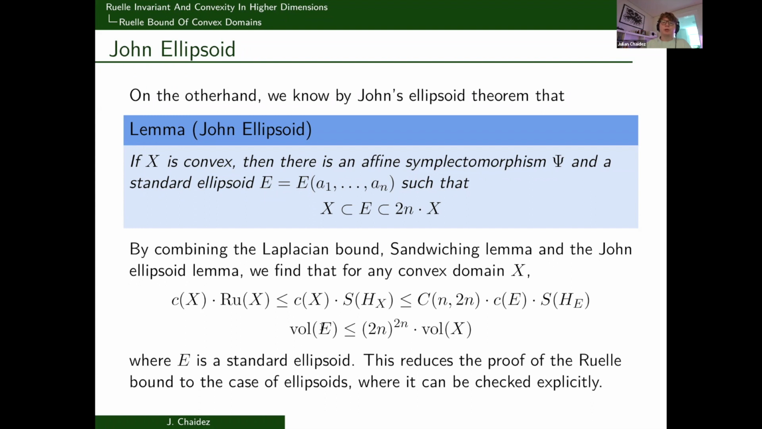Yeah. So just to summarize, the way you prove this is you first replace the Ruelle invariant with some integral of the Laplacian. Then use the John ellipsoid theorem to reduce the problem to some inequality for ellipsoids, where you can just explicitly prove that it holds.